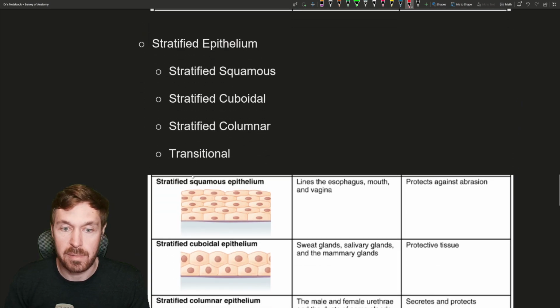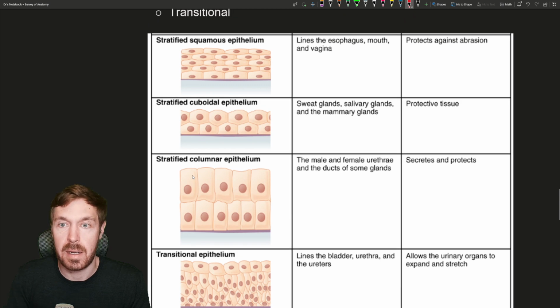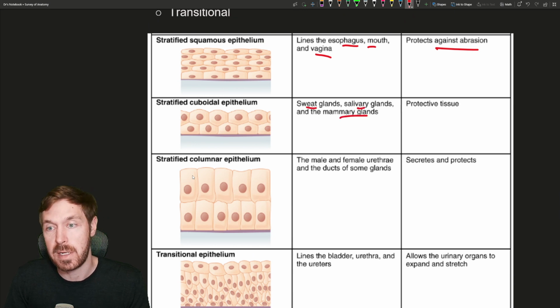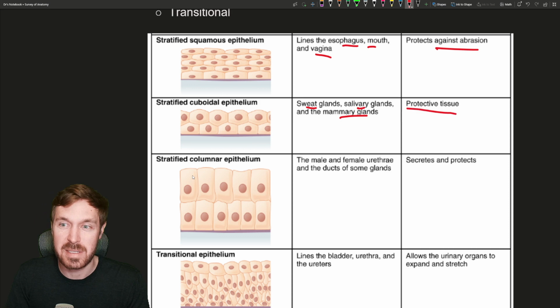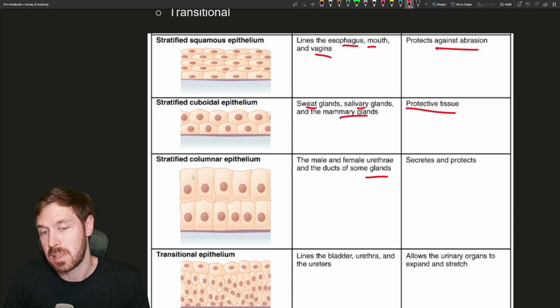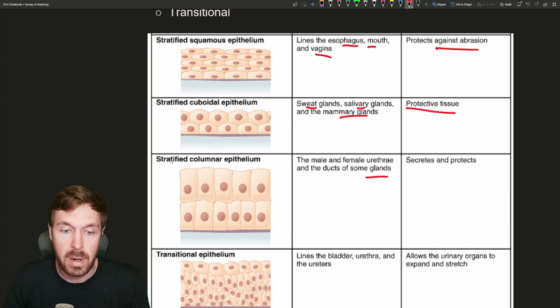So here we'll talk about the different stratified ones. Like I said, squamous: esophagus, mouth, vagina is another place, protects against abrasion. And then stratified cuboidal: sweat glands, salivary glands, mammary glands, protective tissue. And then stratified columnar: just male and female urethrae, and then ducts of some glands. So not as common. These are a bit more rare.